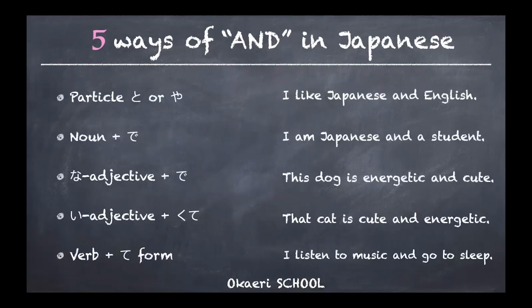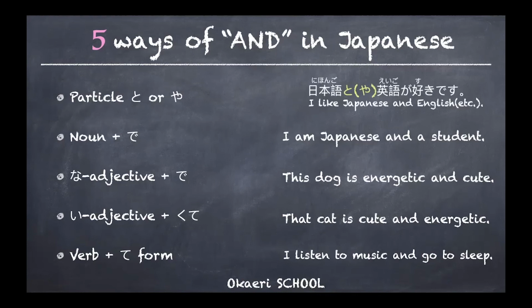So let's just wrap up. Well, these are the examples, and I hope you can see the differences. When to use to, ya, when to use de, kute. Particle to or ya. For example, I like Japanese and English. How would you say this in Japanese? Japanese, nihongo, right? English, eigo. I like, 好きです at the end of the sentence. 日本語と英語が好きです. I like Japanese and English.